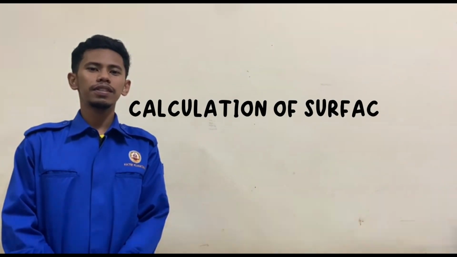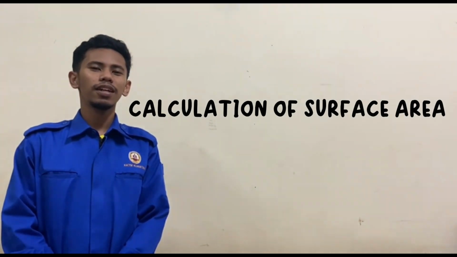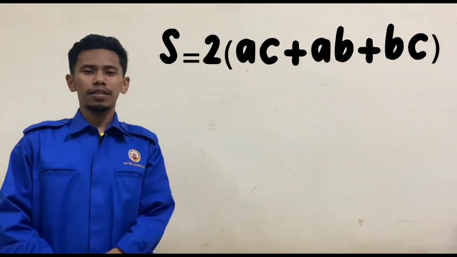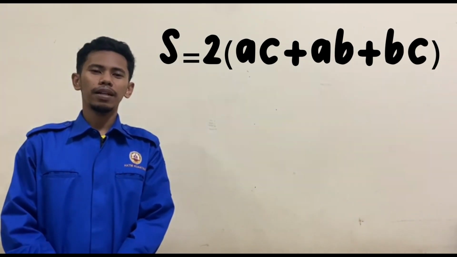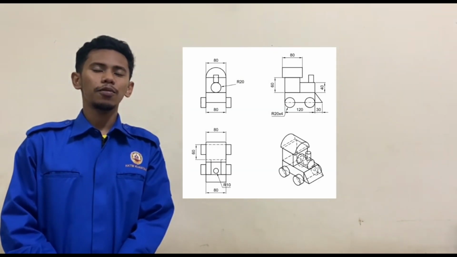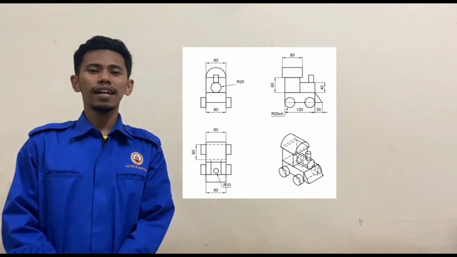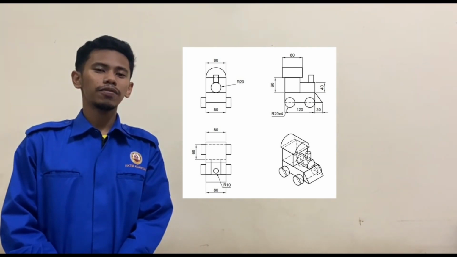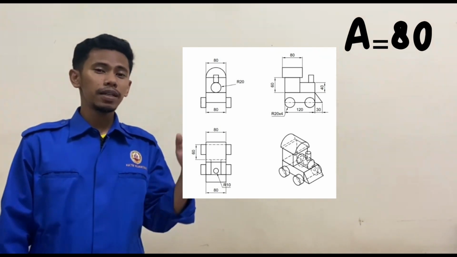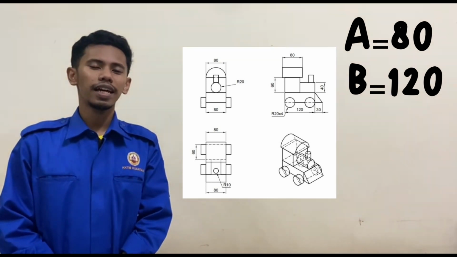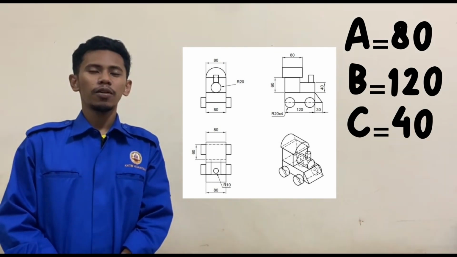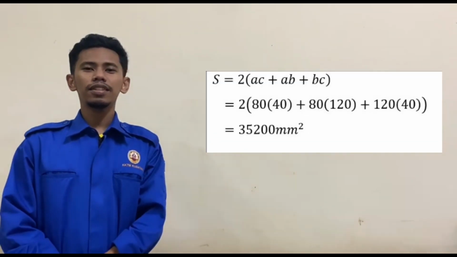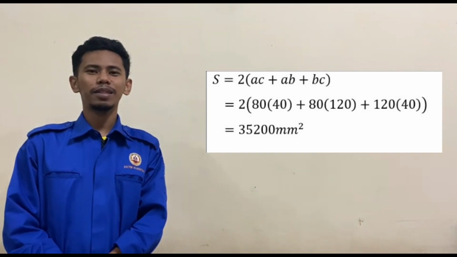For the calculation of the surface area, we use the equation 2 times A times C plus A times B plus B times C for the cuboid, where A is the width of the object, B the length of the object, and C the height of the object. The value of A equals 80, B equals 120, and C equals 40. When we substitute into the equation, we get 35,200 millimeters square.